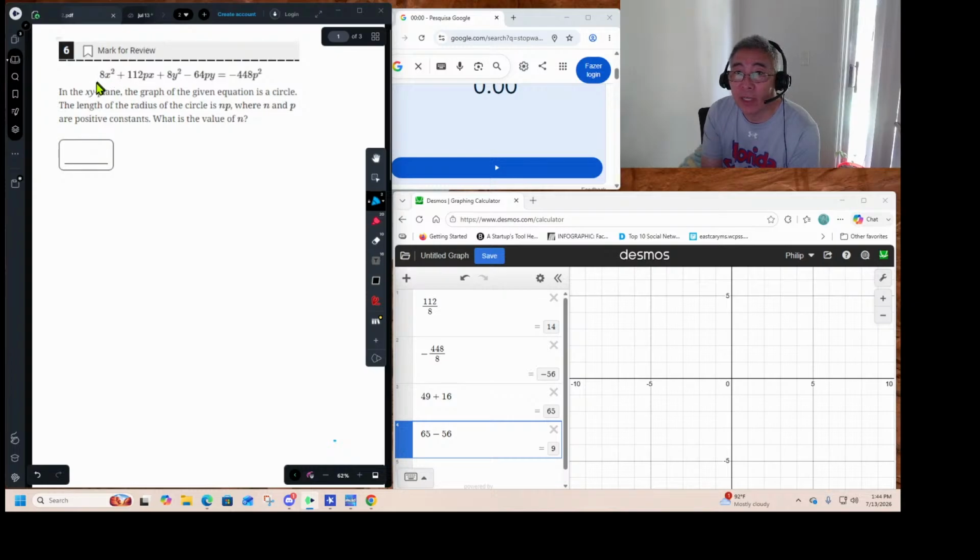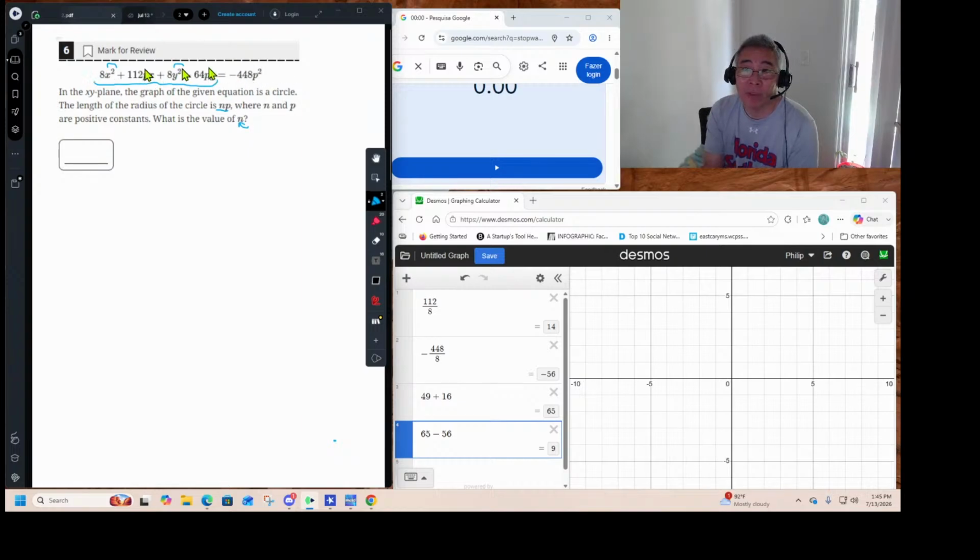We have something that looks like a quadratic, but it's got x's and y's in it. In fact, it also has p's in it. It's a big mess, right? This is probably going to be a circle because it's got x squared and y squared in it, and both of these are plus. They tell you that it's a circle, that the radius of the circle is np, and that n and p are both positive constants. At the end, what they want to know is the value of n.